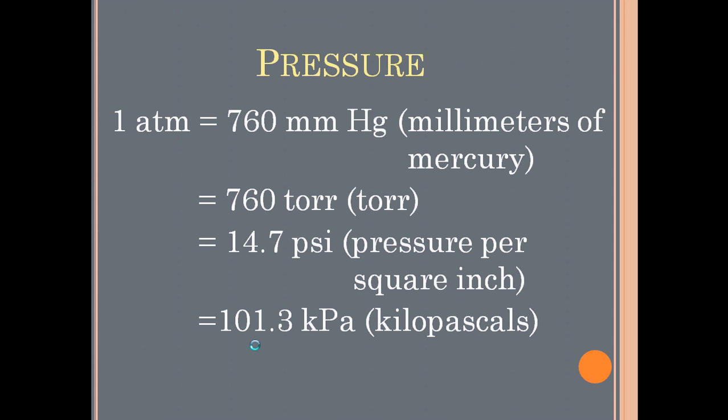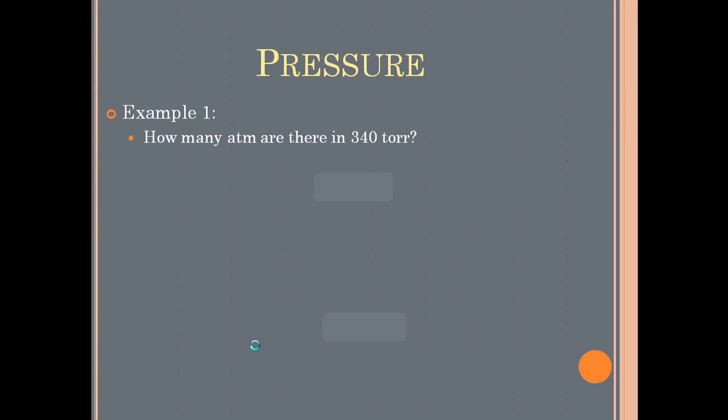For example, example 1 says, how many atm are there in 340 torr? Well, first you put the grid, 340 torr times 1 atm, which is what you want to convert it to, all over 760 torr. You cross out both torrs so that you get atm. Then you multiply across and divide, which gets you 0.45 atm.